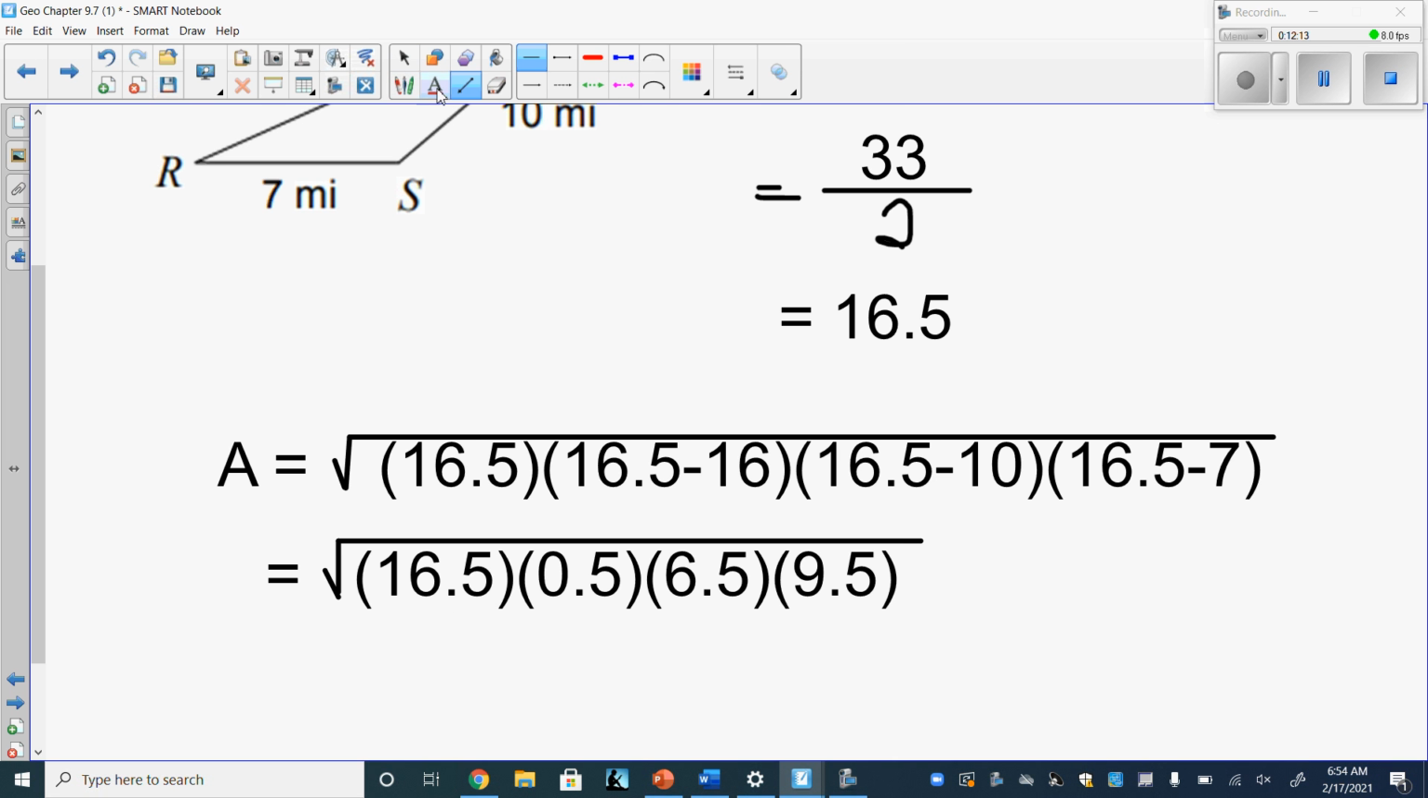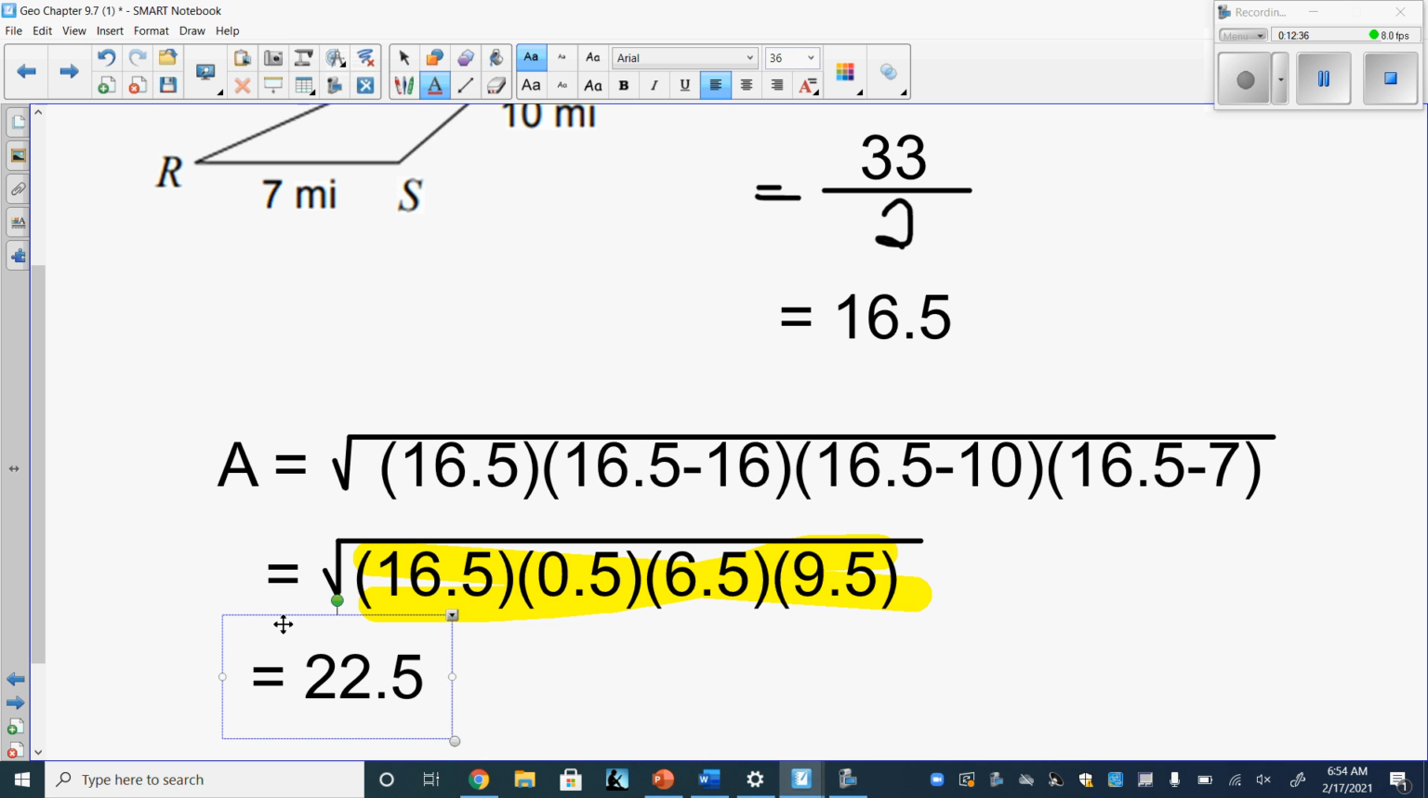And if you wanted to keep going from there, simplifying down, you can multiply all these here together, and then take the square root of that. And if you multiply all those together and take the square root of it, you would get 22.57, rounded to the nearest hundredth. And that's all that you would have to do for these here. That's all you need to do for this problem.